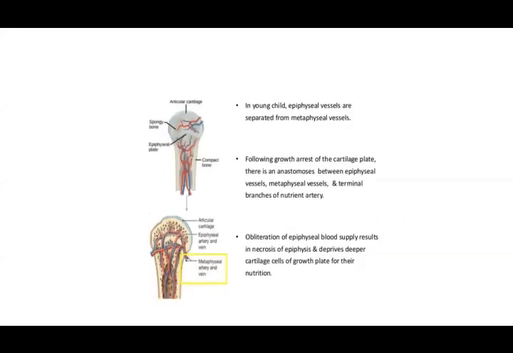Then in young children, epiphyseal vessels are separated from the metaphyseal vessels. Following growth arrest of the cartilage base, there is an anastomosis between the epiphyseal vessels, metaphyseal vessels, and terminal branches of the nutrient artery. Obliteration of the epiphyseal blood vessel supply causes necrosis, which deprives the cartilage cells of the growth plate of their nutrition. So loss of epiphyseal blood supply results in necrosis of the epiphysis, that is your cartilage which is between the two parts, the diaphysis and the epiphysis.